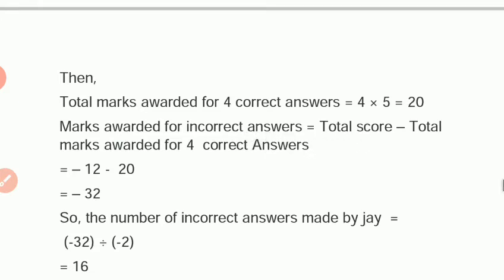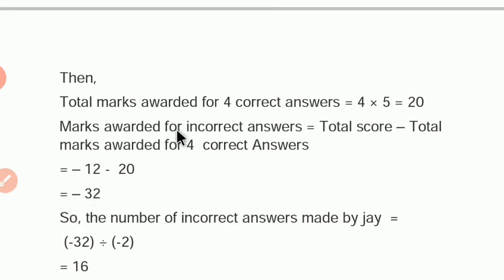We can find it by total score minus total marks awarded for 4 correct answers. So what is his total score? He got minus 12 marks, and marks awarded for 4 correct answers is 20. We have to subtract it. So minus minus plus, 12 plus 20 is 32, and the sign will be minus.